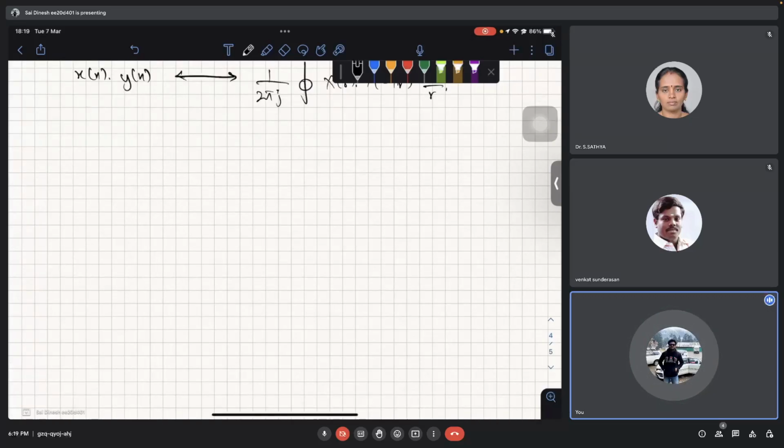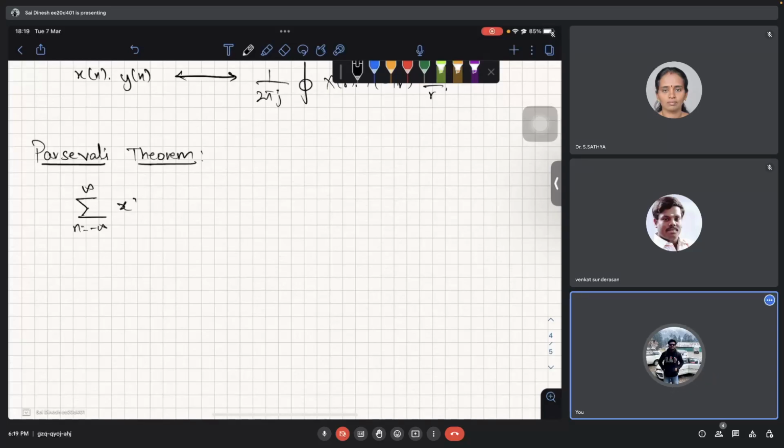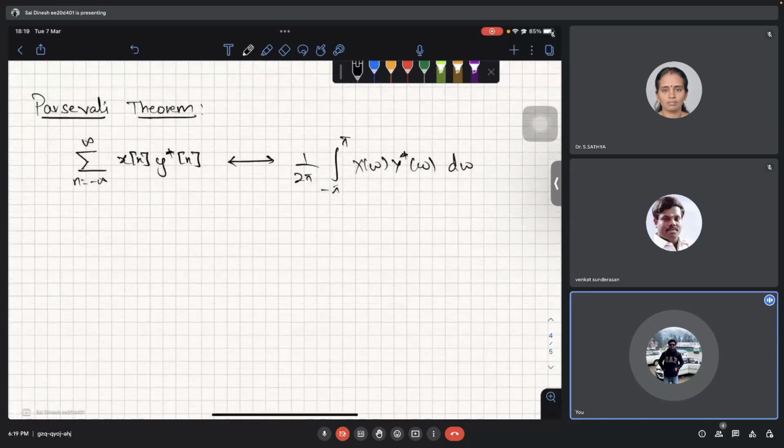A direct consequence of this multiplication property is Parseval's theorem, which states that the summation over n equal to minus infinity to infinity of x of n y conjugate of n is equal to 1 by 2 pi times the integral from minus pi to pi of x of omega y star of omega d omega.